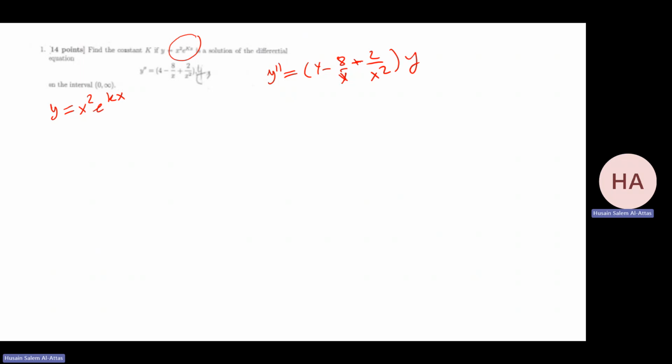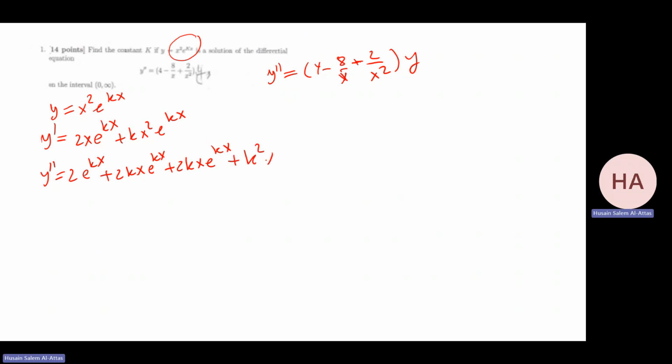Okay, I need to find y double prime, product rule. y prime has here 2x e to the kx plus k x squared e to the kx. y double prime is 2 e to the kx plus 2kx e to the kx plus 2kx e to the kx plus k squared x squared e to the kx.